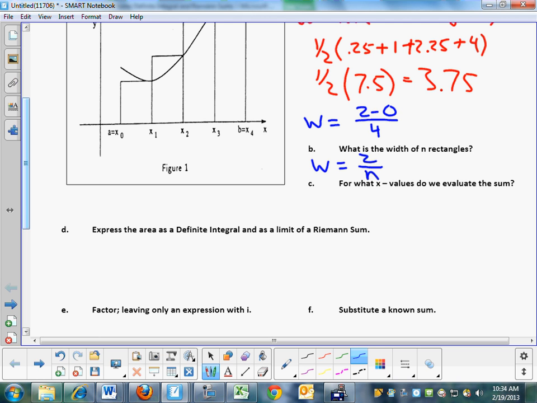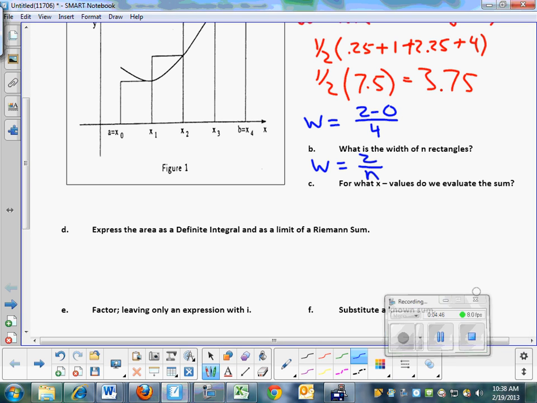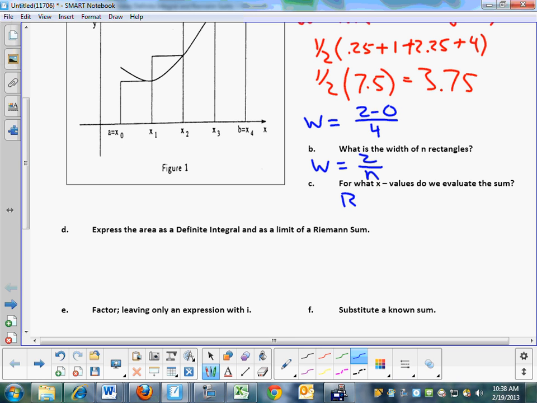Now I have to pause the video because I have to move around here. This is important. Okay, we took a break, but now we're back. For what x values do we evaluate the sum? Well, we take the beginning spot of our interval, and we add on to that the width times i.